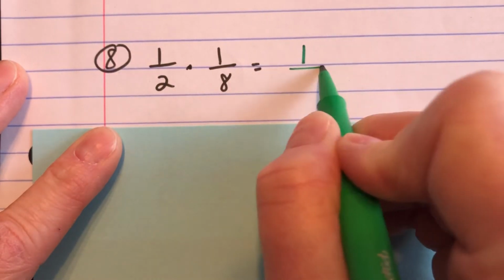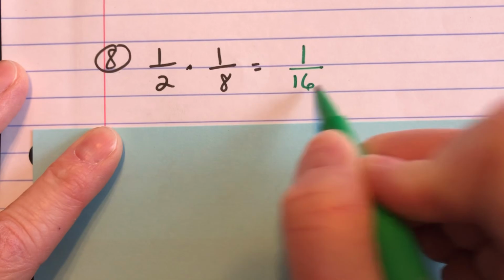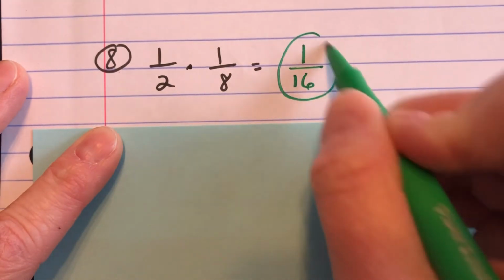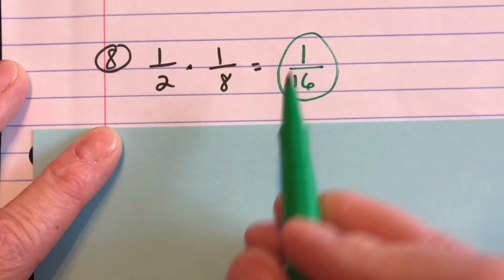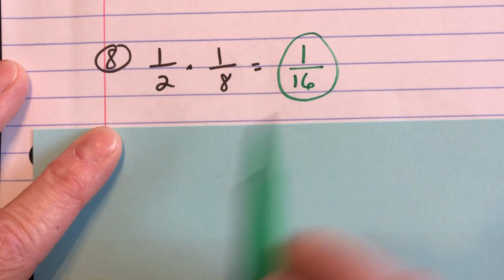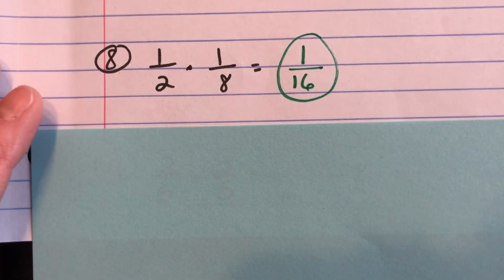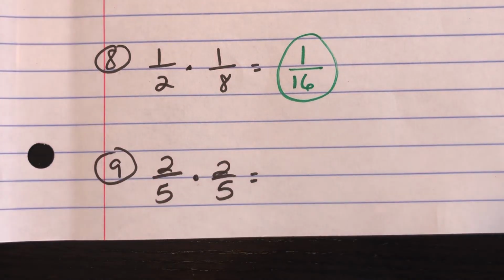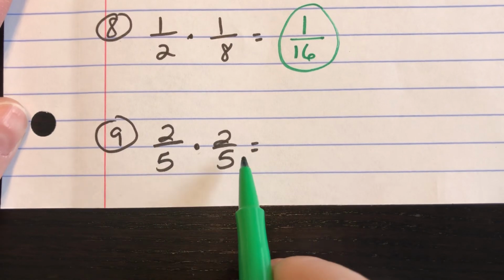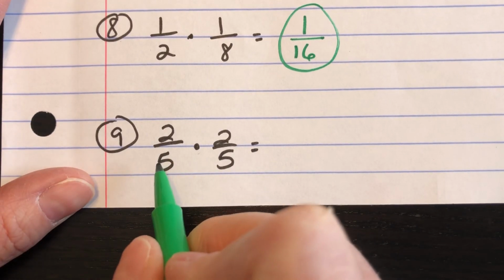1 times 1 is 1. 2 times 8 is 16. And 1/16 is in simplest form. Most common mistake I see happen here is people write 2/16 and say 1 times 1 is 2. 1 plus 1 is 2, but 1 times 1 means you have 1 time, which means just 1. All right, last practice problem for today. 2/5 times 2/5. Press play when you're ready.